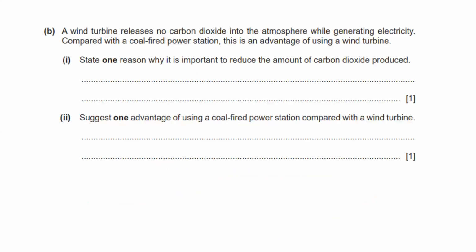Okay, moving ahead. Question number 2, part B. It says a wind turbine releases no carbon dioxide in the atmosphere while generating electricity. Compared with coal-fired power station, this is an advantage of using a wind turbine. State one reason why it is important to reduce the amount of carbon dioxide produced. So carbon dioxide causes greenhouse emissions. So reducing carbon dioxide will reduce global warming.